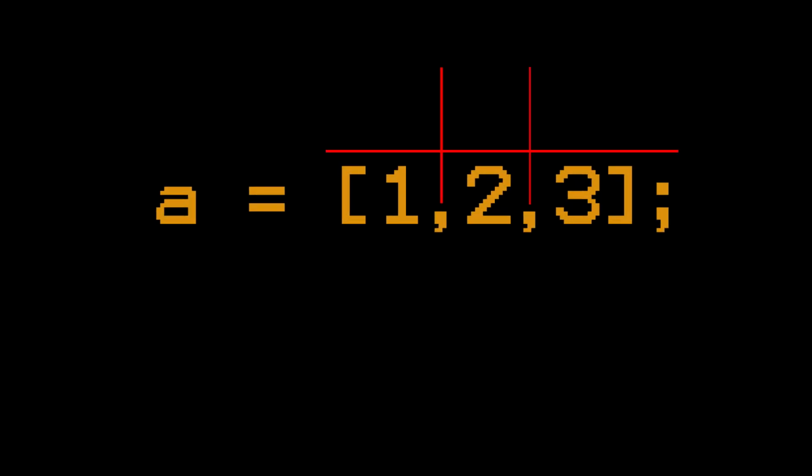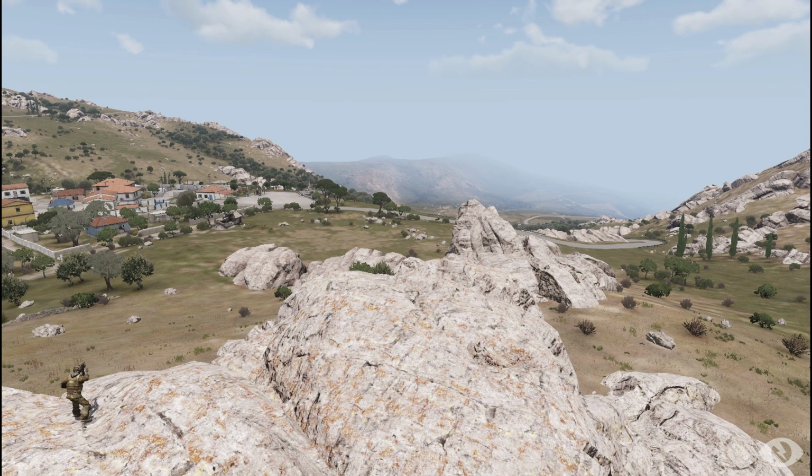And finally, here we get to an array. An array is a data type where we have different elements, and they are indexed as following. The 1 is at index 0, the 2 is at index 1, and so forth. Let's take a look in the game.